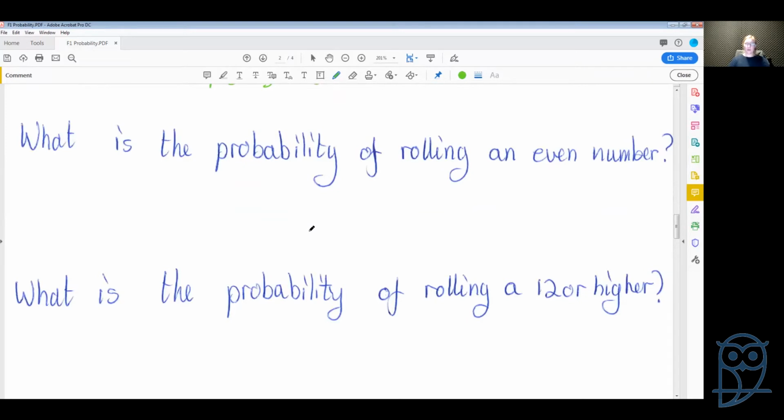Okay, what is the probability of rolling an even number? So all of the even numbers will be 2, 4, 6, 8, 10, 12, 14, 16, 18, and 20. 10 different even numbers. Great. So our probability of getting an even number will be 10 outcomes out of our possible 20 outcomes. So it's a half.